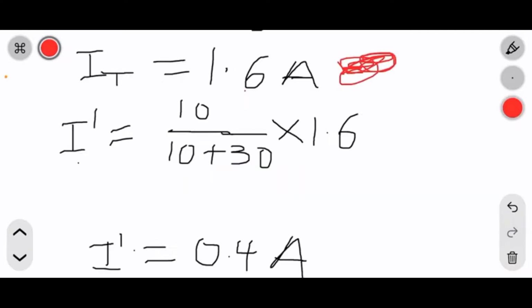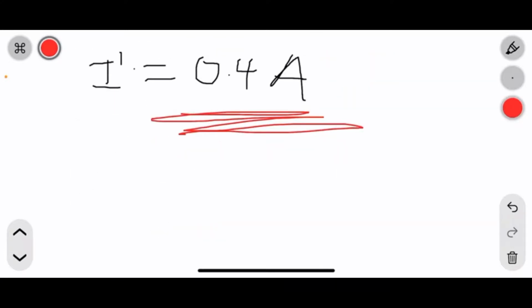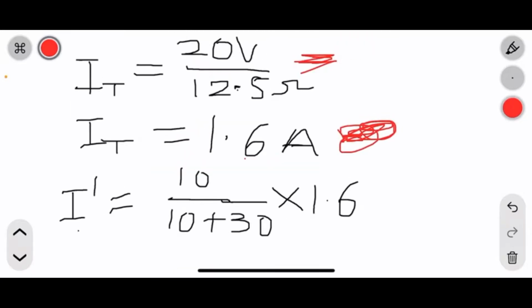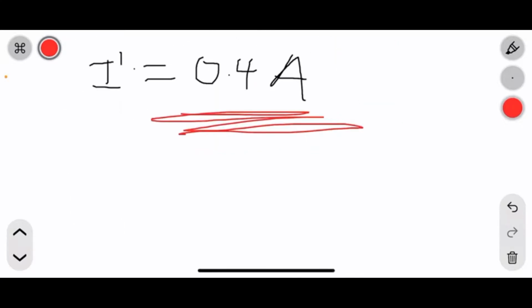Please take note that I'm saying I prime is the current flowing through the 20 ohm because the 30 ohm is a resistance value obtained from the addition of the 20 ohm and the 10 ohm. Because they are in series, the current flowing through them is the same. That's why I'm saying that the current 0.4 ampere is the same as the current flowing through the 20 ohm resistor when the 20 volt voltage source is considered to be acting alone.